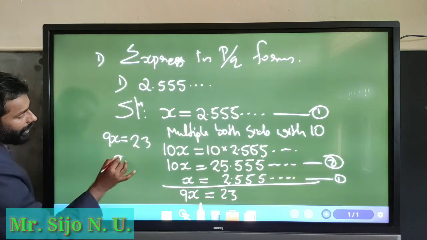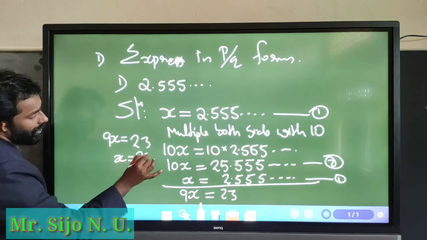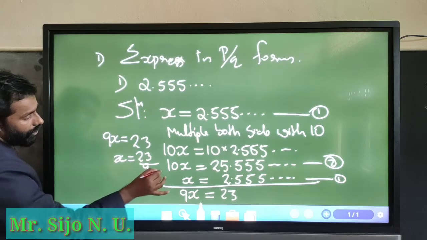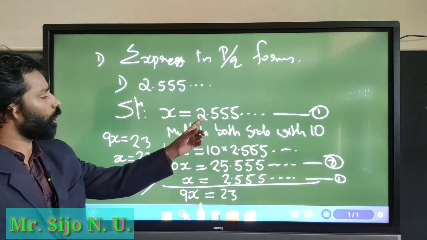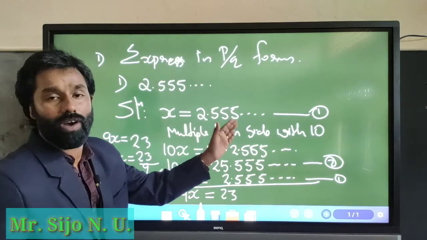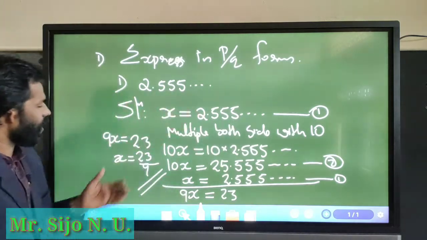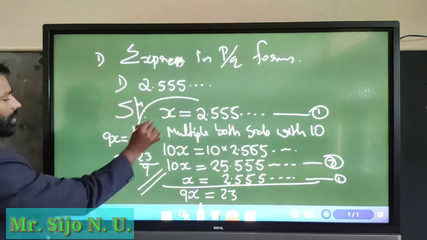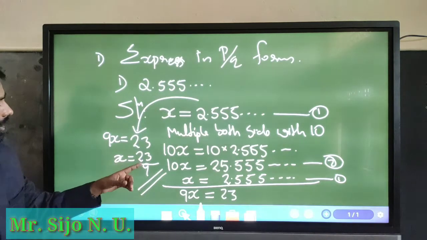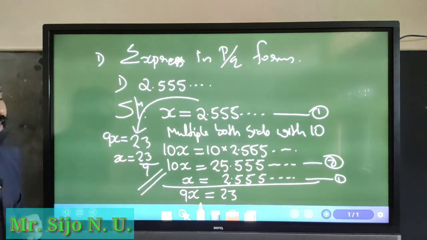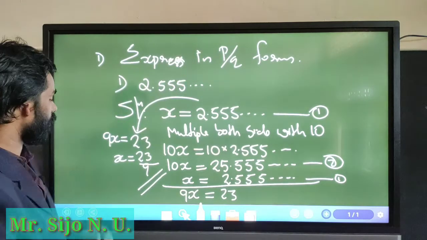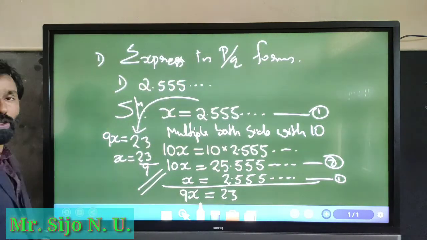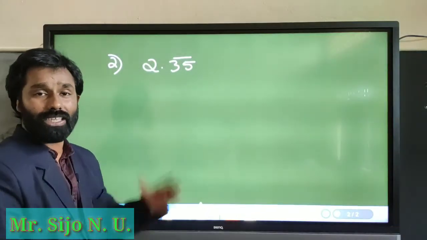So what about x? x equal to 23 divided by 9. So firstly we have taken x as 2.555. It's okay. So we converted this in the form of 23 by 9. What is our question? Expressed in p by q form. Well, it is in the form of p by q. Okay, well, now consider another example.